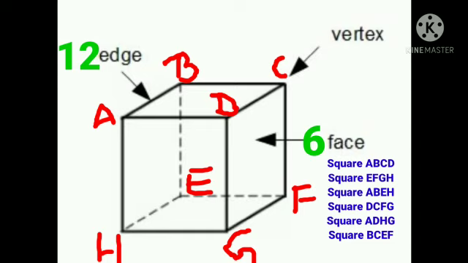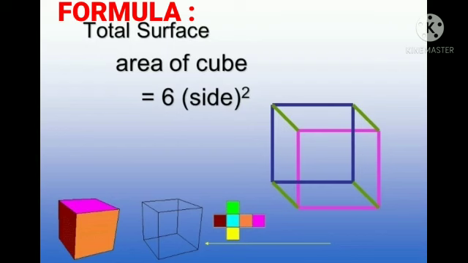Then the area of all the square faces is equal. If you find the area of one square face, you will get the area of all 6 faces equal. Now let's see the formula for finding the total surface area of a cube. The formula is 6 side square.